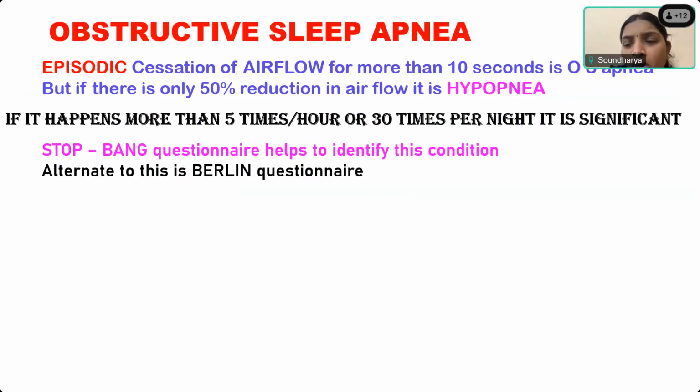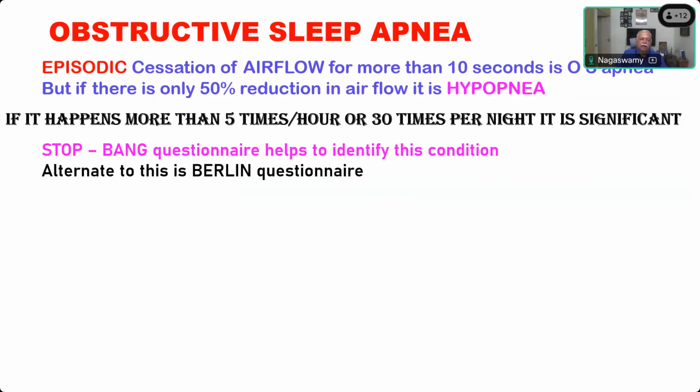OSA. A life partner will tell the patient, because the patient may not know they are snoring. It is only the family members sleeping in the same room who will be affected, and the wife may complain about the husband, or the husband about the wife, that I am not able to sleep through the night. So in situations where OSA of a milder degree is present but the patient is not aware of that problem, you can use this STOP-BANG questionnaire to identify whether they really have OSA or not.